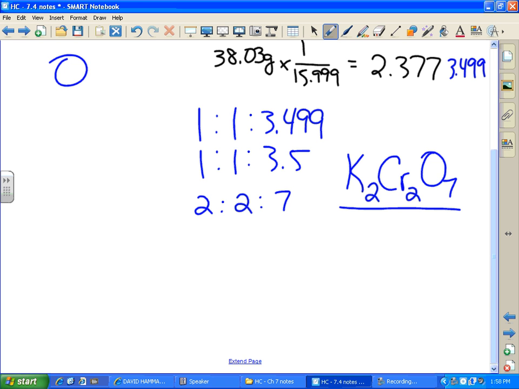That concludes the short clip on empirical formulas. The next clip tying into this will be how to determine molecular formulas, which is a very simple step in which we compare molar masses.